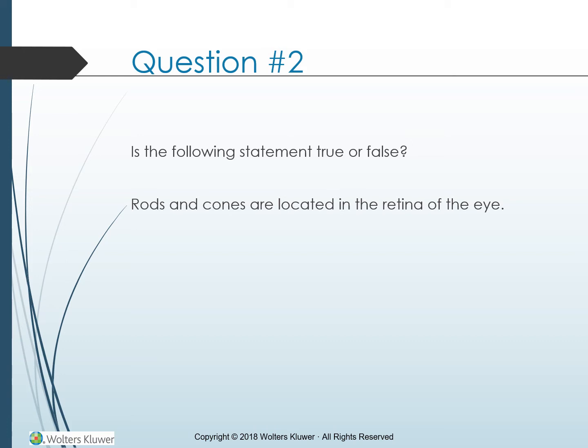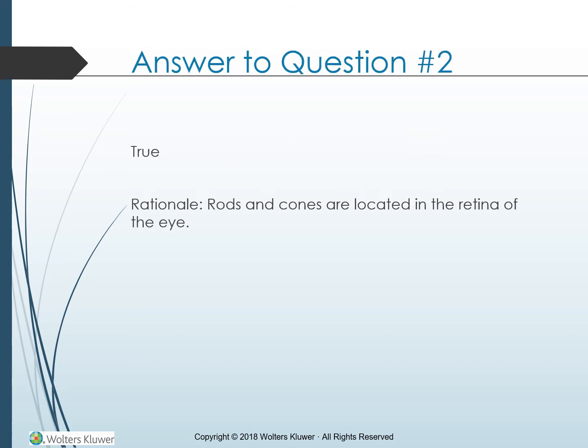Is the following statement true or false? Rods and cones are located in the retina of the eye. True. Rods and cones are located in the retina of the eye.